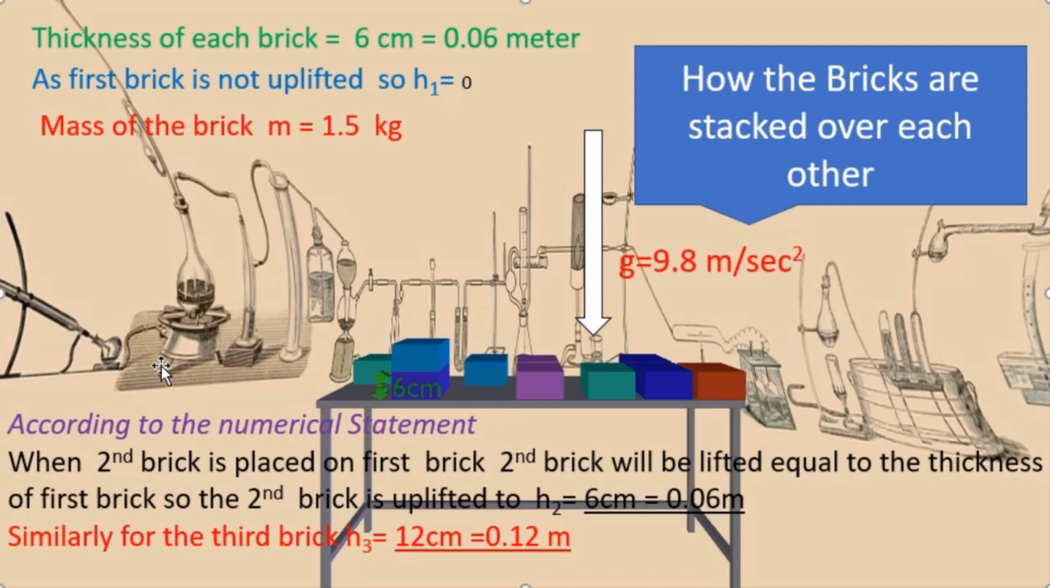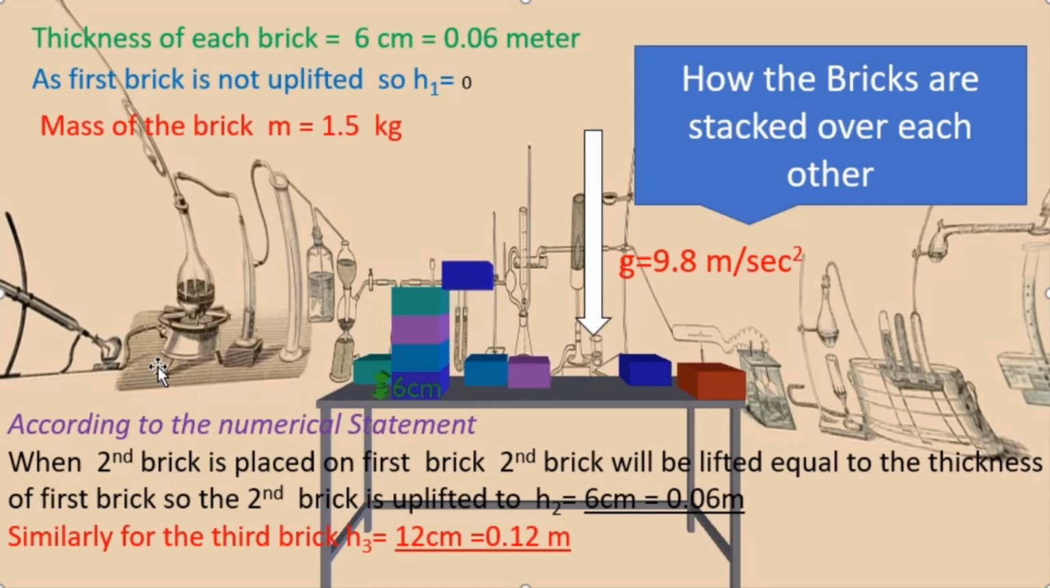When the second brick is stacked on the first brick, it will be uplifted equal to the thickness of the first brick, and the third brick will be uplifted equal to the thickness of the two bricks. In a similar fashion, the fourth brick will be uplifted equal to the thickness of 3 bricks.